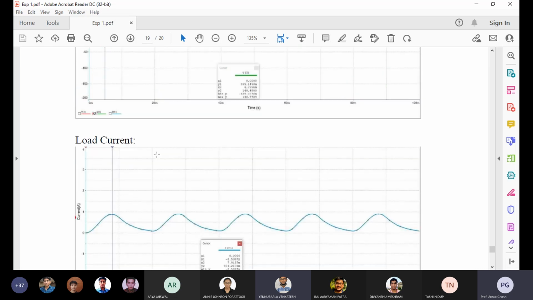So it is a simple thing, nothing complicated. The current waveform should also be there for the RL load and RLE load; voltage waveform as well as current waveform are important. For the R load only the voltage waveform is sufficient, but you can also put the current waveform, nothing problematic. So all these components you have to show in your report.